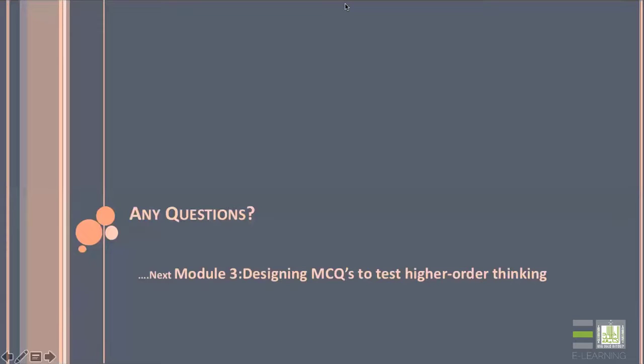Okay, there's a question that says, when using all or none of the above, does it affect the level of difficulty? Assuming you mean the level of difficulty with regards to higher order thinking, please correct me if I'm wrong.